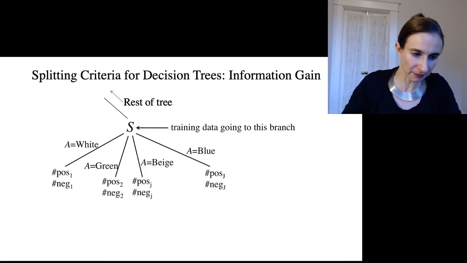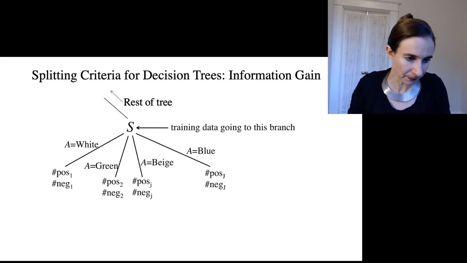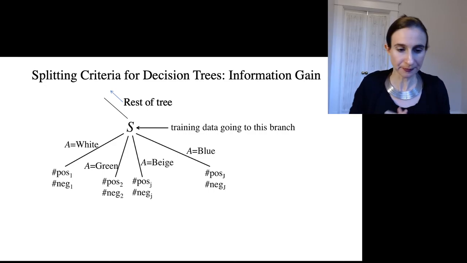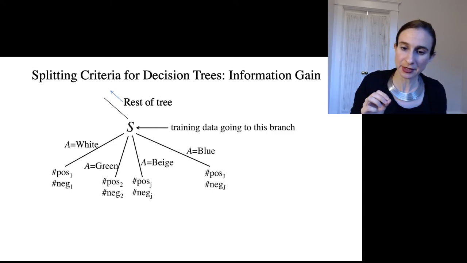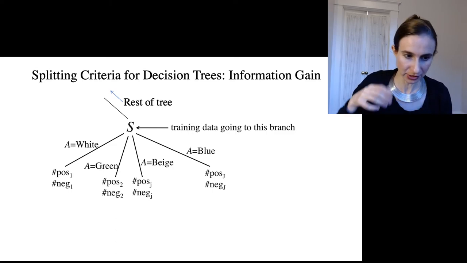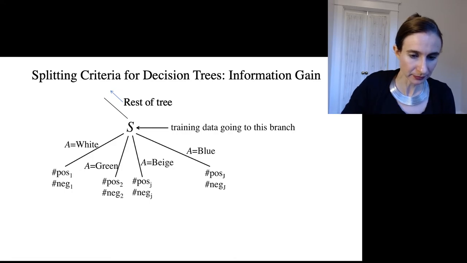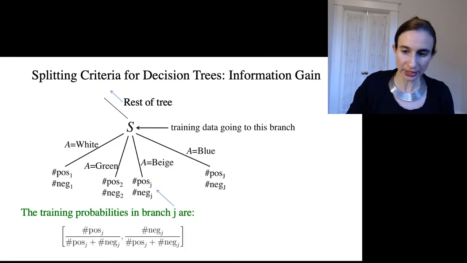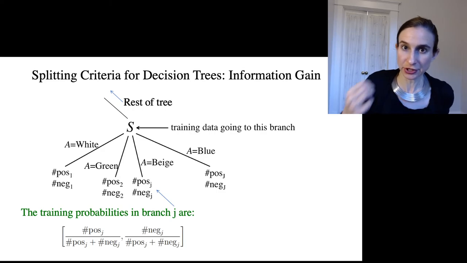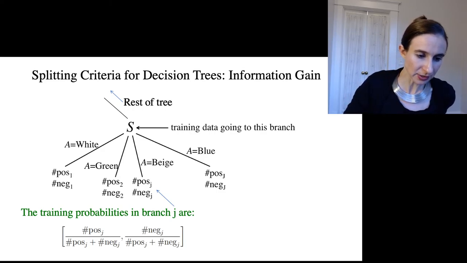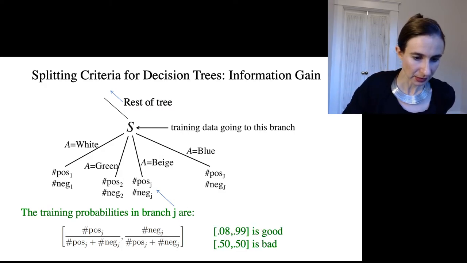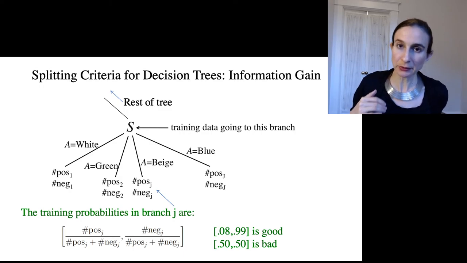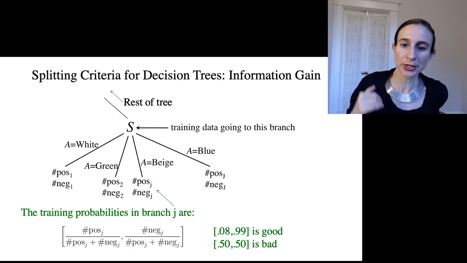And then if I split on this feature called A, which happens to be a color feature, then there's the notation for the number of positives and the number of negatives in each of the branches. Okay, and so the training probabilities in branch J look like this. So this is the fraction of positives that go into the leaf and the fraction of negatives that go into the leaf.